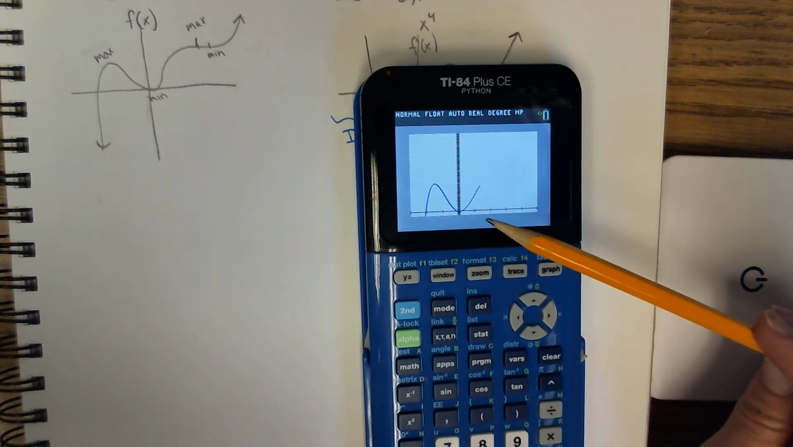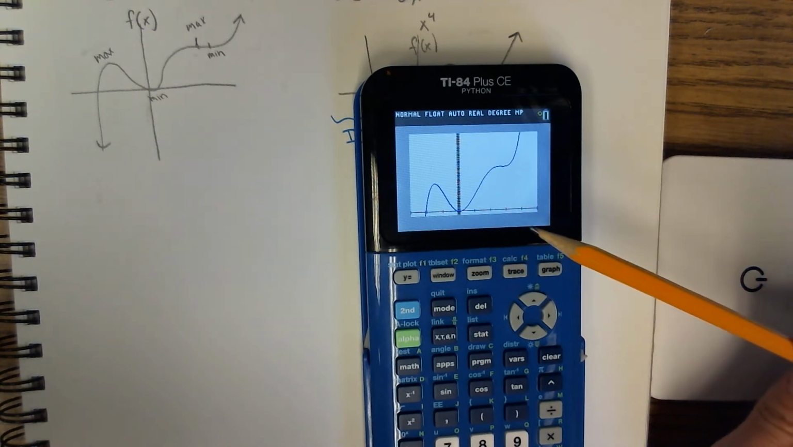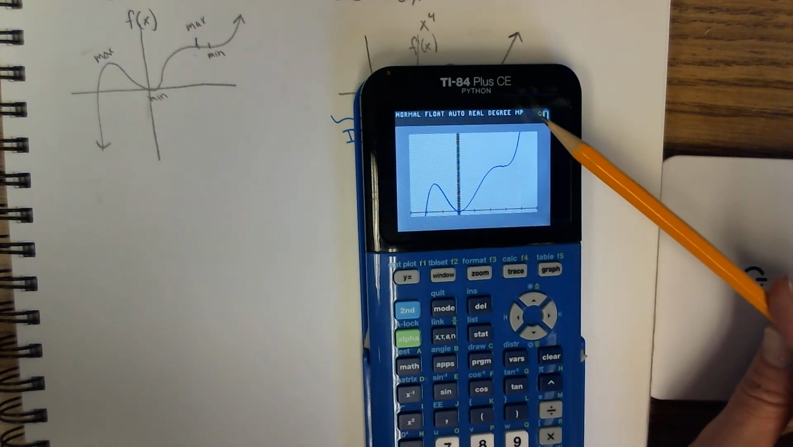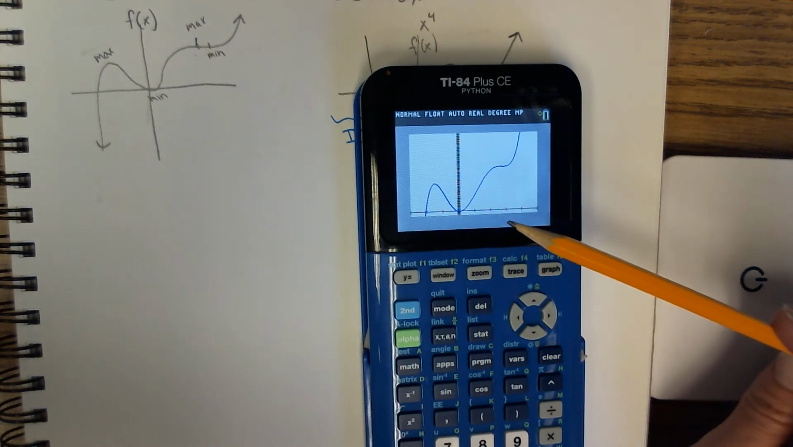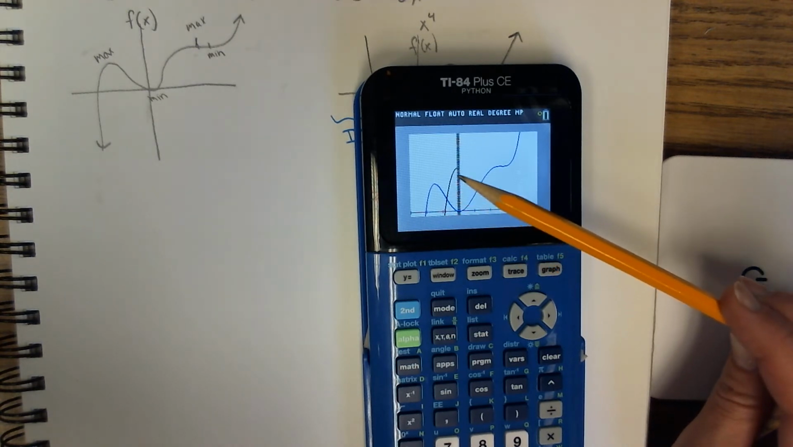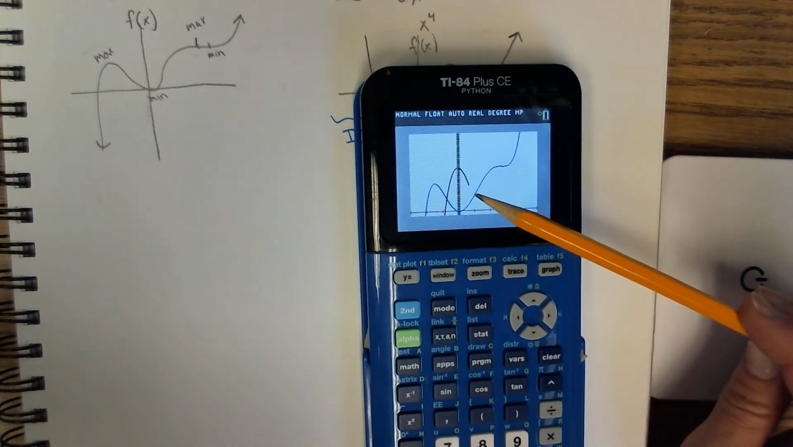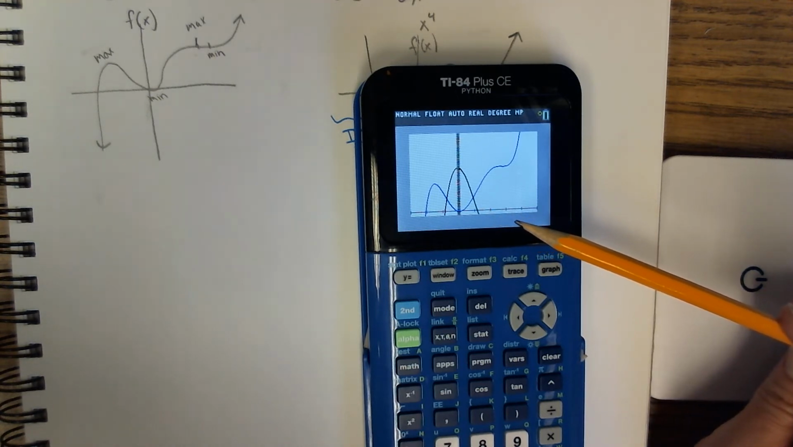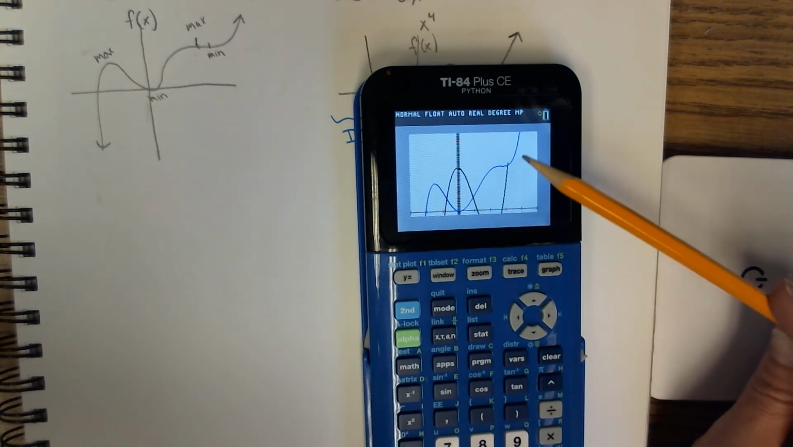Okay, so here's my original function. And then now it's thinking again, right? So we have to wait for it to calculate the second derivative. And then here it's plotting its values. So it's going up. It's going back down. It goes underneath the axis. And there it goes back up.